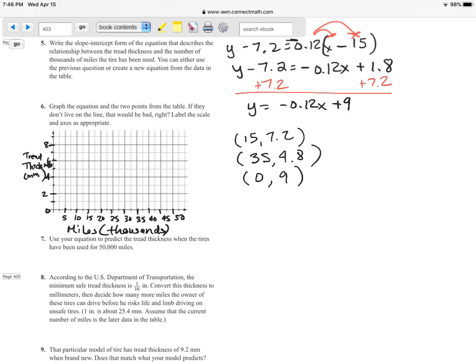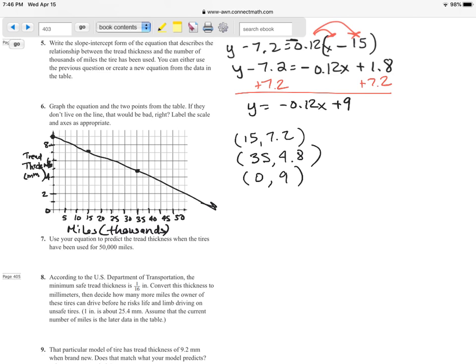Okay, so we know we have 0, 9, 15, and then 7.2. Try not to go cross-eyed here. And then 35 and 4.8. Okay, so here we go.